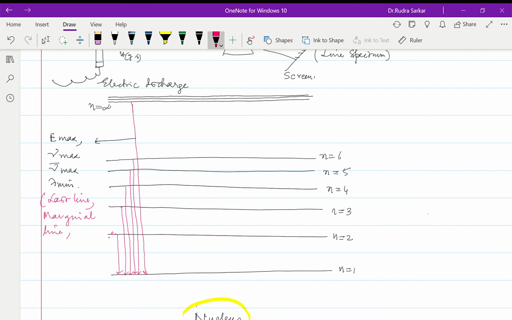और इसको हम लोग क्या कहते हैं? Limiting line. So these are the terms. গ্যাপ যত বেশি বা যত দূর থেকে আসবে তত এনার্জি বেশি. हाँ, that's it.